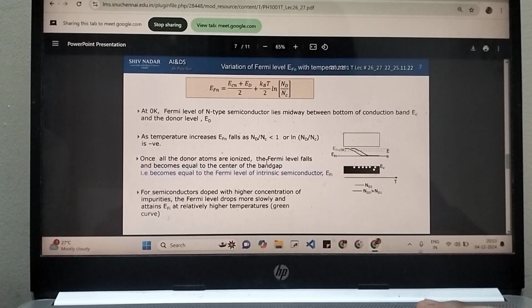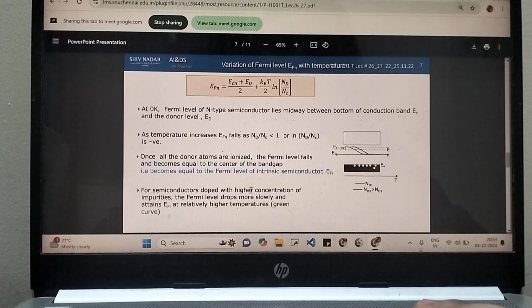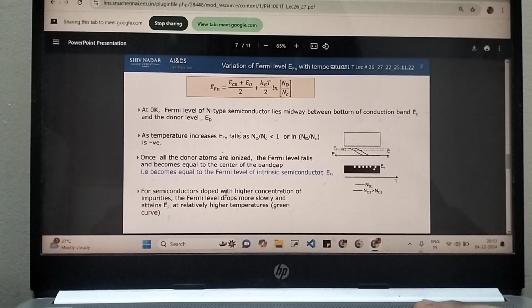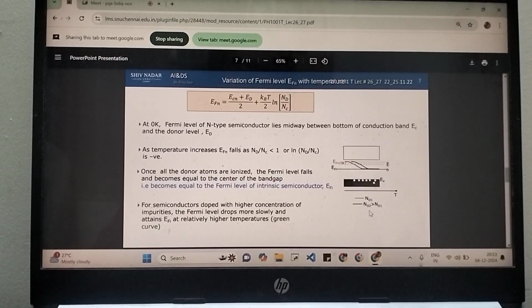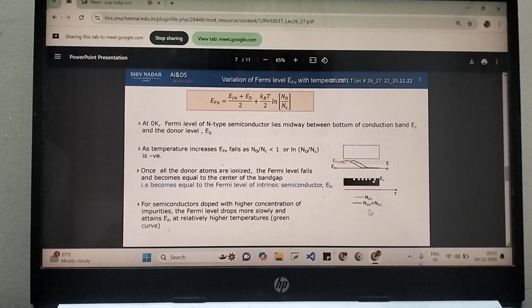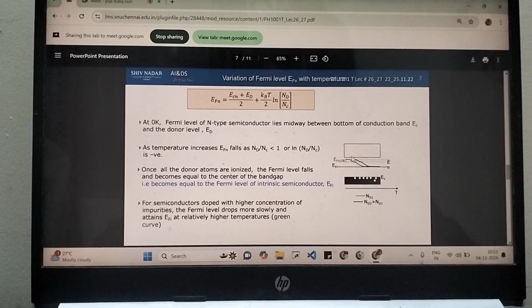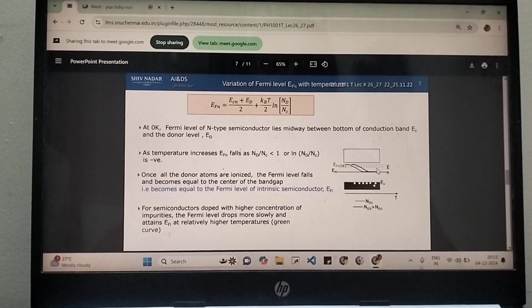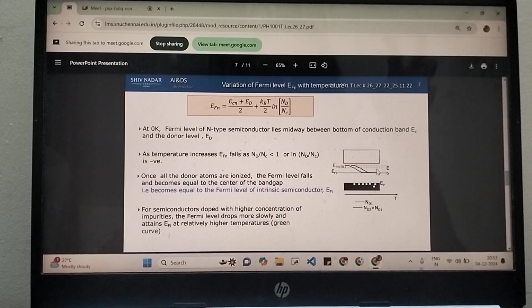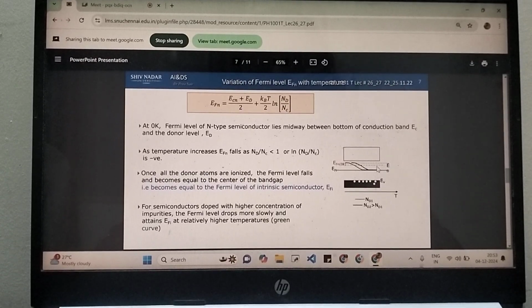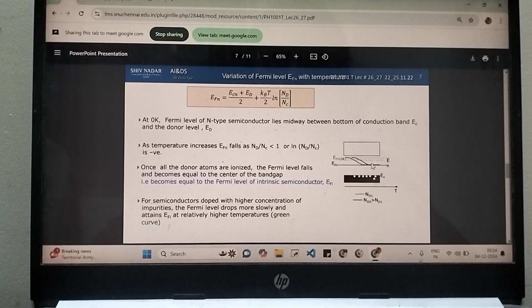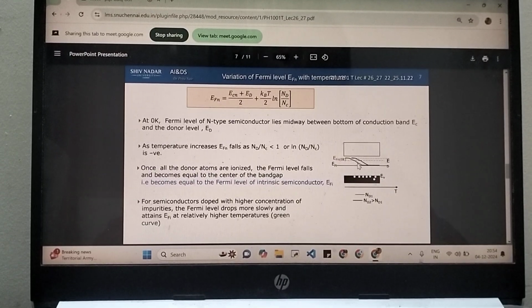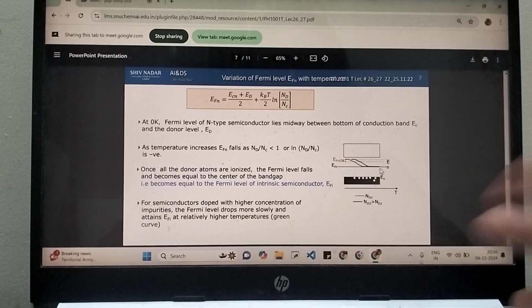Also, when you're doping with a higher concentration of impurities, the Fermi level drops more slowly. Doping means adding impurities. So when I'm adding more phosphorus atoms, then it will drop at a slower rate. Why? Because if I have, let's say, 5 phosphorus atoms, let's say it takes 250 Kelvin of energy to bring the Fermi level from the initial position to the original position, that is to the intrinsic condition.